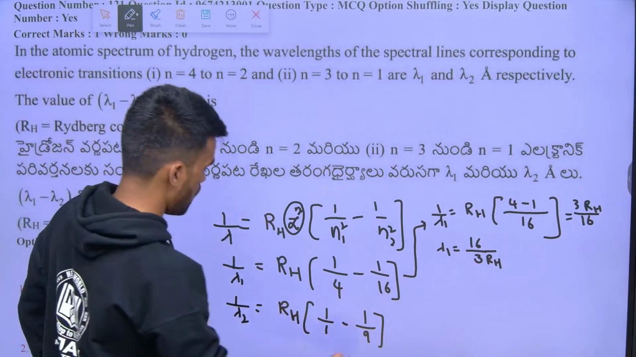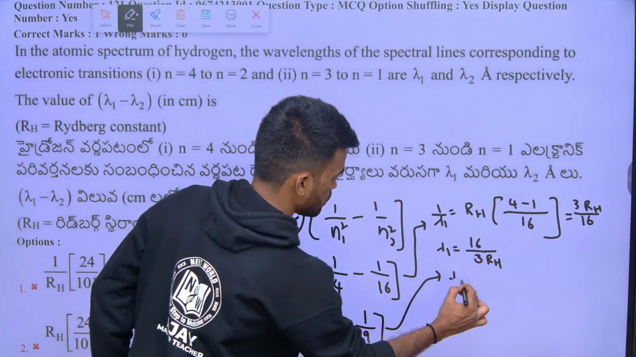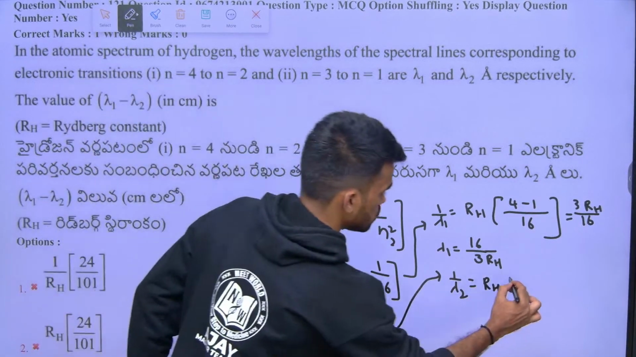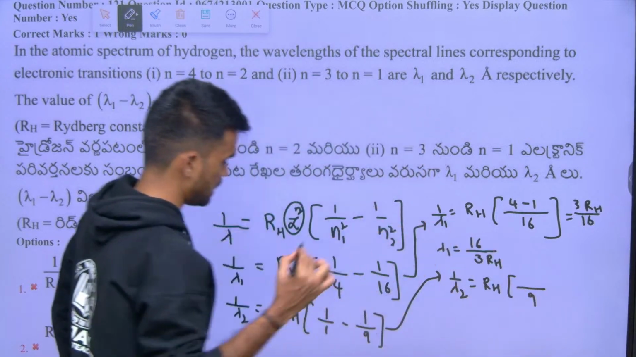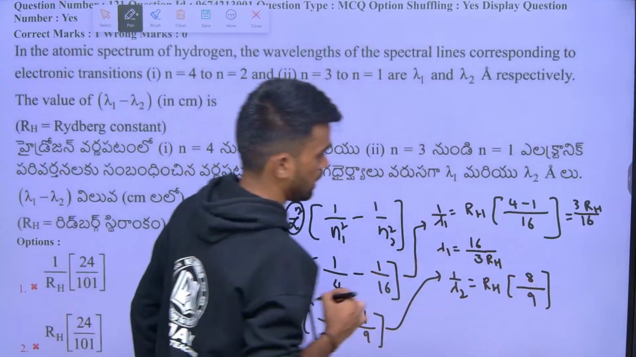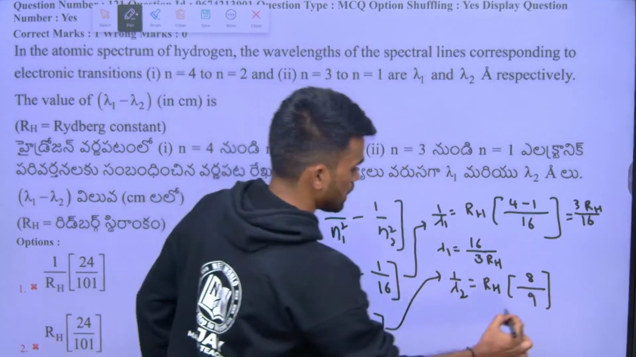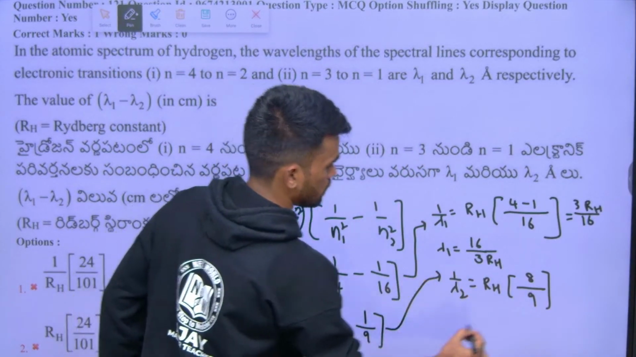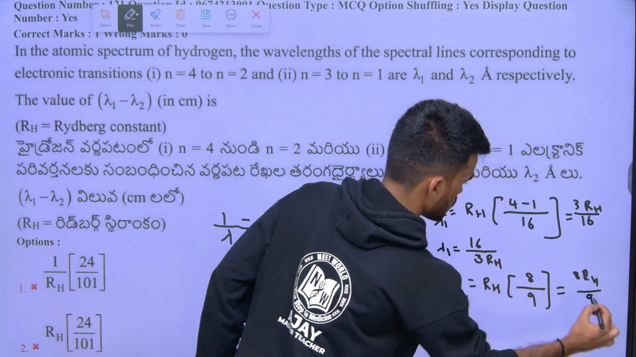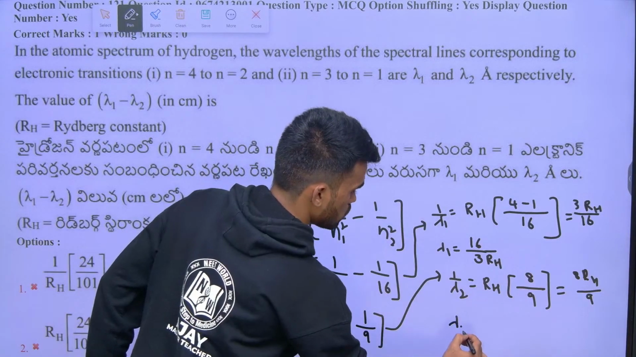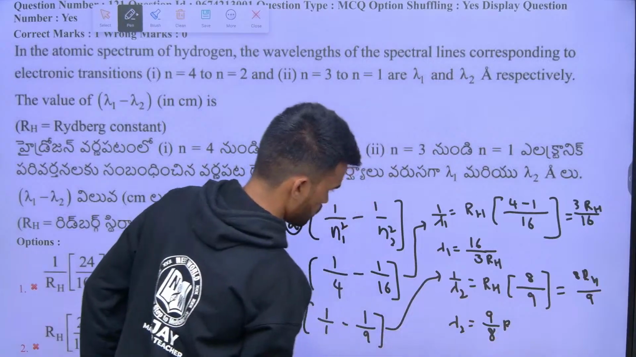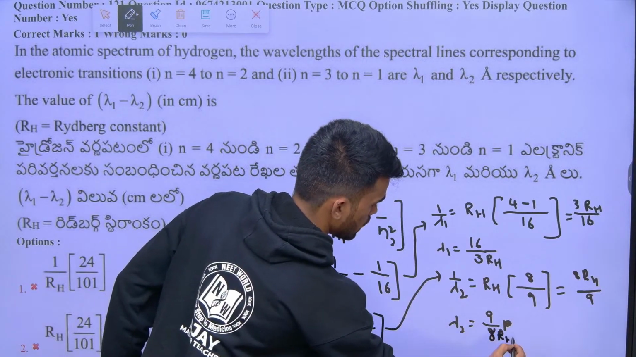Similarly, 1 by lambda 2 equals RH into, the LCM will be 9, so here 9 minus 1, that is 8 by 9. From this, taking the inverse, we write 8 RH by 9. So lambda 2 will be 9 by 8 RH. Like this we can write.